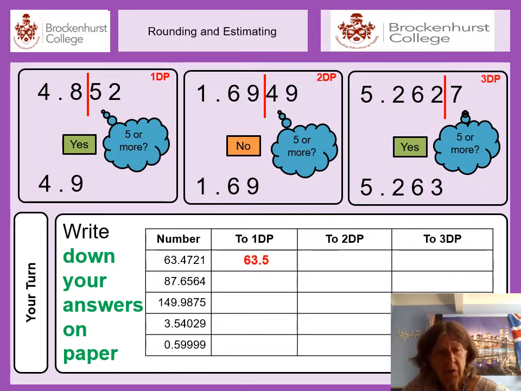So the answer to 63.4721, we wanted that to 1 decimal place. So we draw a line after the 4 and look at the number afterwards, which is a 7. That's 5 or more, and so we round the number in front of the line up, so the answer would be 63.5. These are the next few answers.